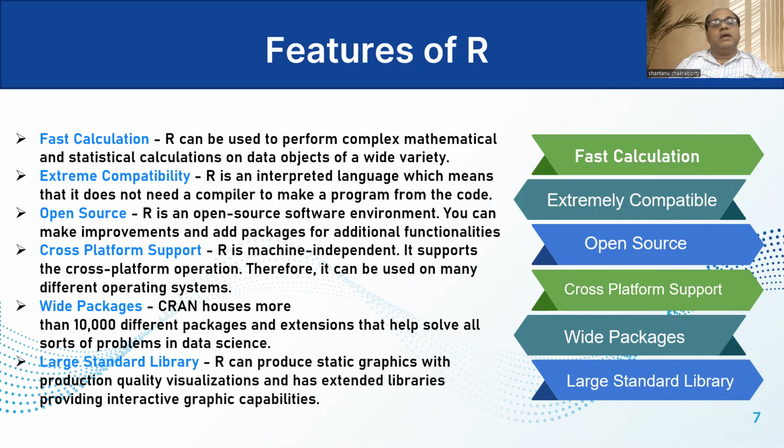R has a wide range of packages, more than 10,000 different packages and extensions, that help to solve all sorts of problems in data science in R. R supports large standard libraries. So basically R can produce statistical graphics with production quality visualization, it also has different types of extended libraries, and it can provide interactive graphics capability. So these are some of the features of R programming that make it very unique and very useful for data science and for developing any statistical based application.